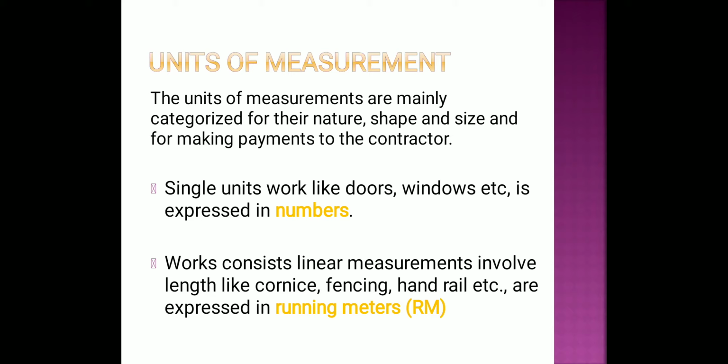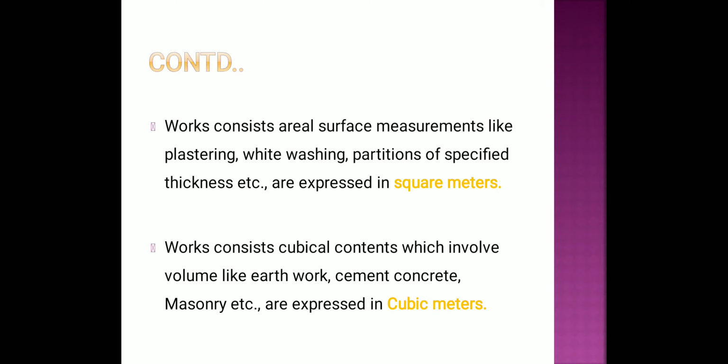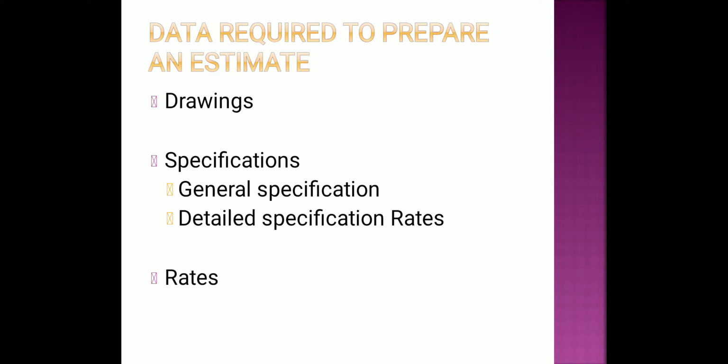The units of measurement are majorly classified based upon their nature, shape, size, and for making payments to the contractor. Single units like doors, windows are expressed in numbers. Works consisting of linear measurements like length of cornice, fencing, handrail are expressed in running meters. Works consisting of area measurements like plastering, whitewashing, partitioning of specific thickness are expressed in square meters. Works consisting of cubical contents like volume of earthwork, cement concrete, masonry are expressed in cubic meters. These are all the units involved in it.